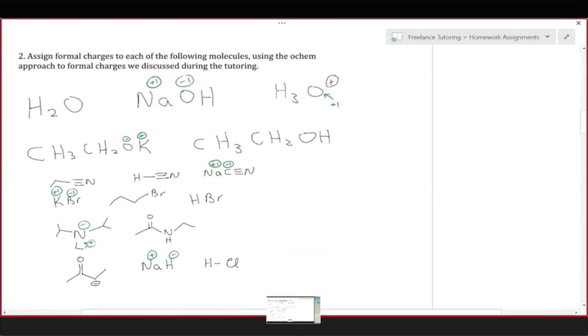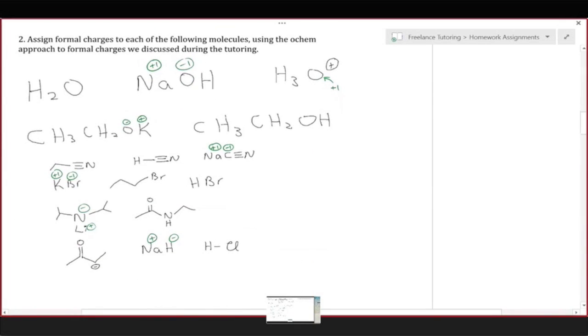Assign formal charges. Water, sodium hydroxide, hydronium. So in the sodium hydroxide, you knew to put in the negative charge because you saw the sodium, and you know that would be an ionic bond. On the other hand, in the H3O+, it was already drawn for you. So obviously, we shouldn't, what's the expression? We shouldn't look a gift horse in the mouth. If the problem tells us the formal charge, then we'll accept that that's the formal charge.